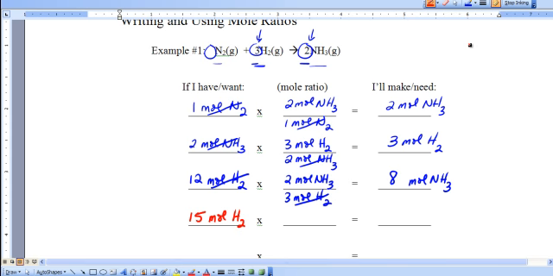Could I calculate the amount of nitrogen that I'm going to need in this case? So I want to know how many moles of nitrogen I will need to react with the 15 moles of hydrogen. Well, again, you're going to use the mole ratio. You're going to look at the numbers out front. Now, if there's no number out in front, we assume that that's a 1. So you have a 1 and a 3.